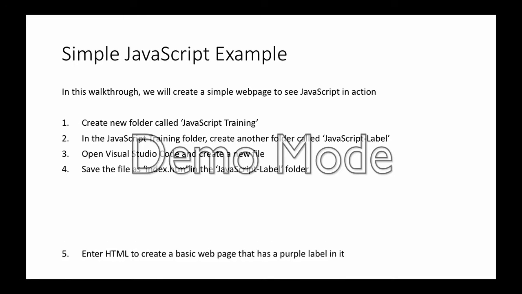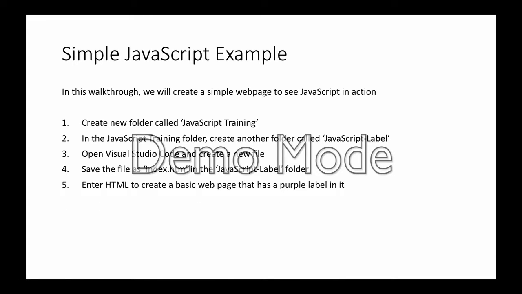Okay, so now we get to the interesting part. Now we will add some HTML to our file that creates a basic web page which has a purple label in it. Remember that all source code for this module can be found in the Google Drive link that was shown in the overview video. And so for this HTML code, we will be copying it from that Google Drive link.